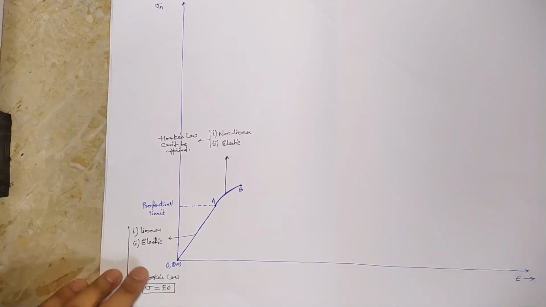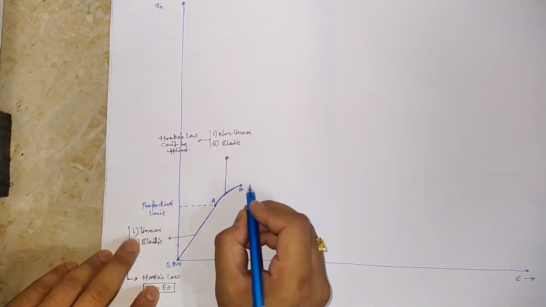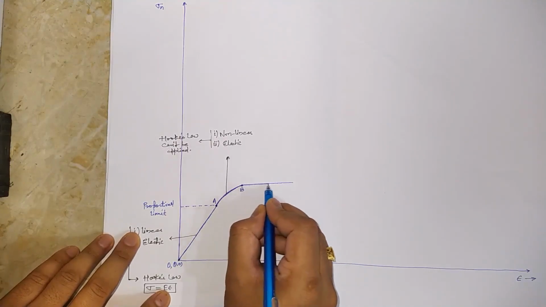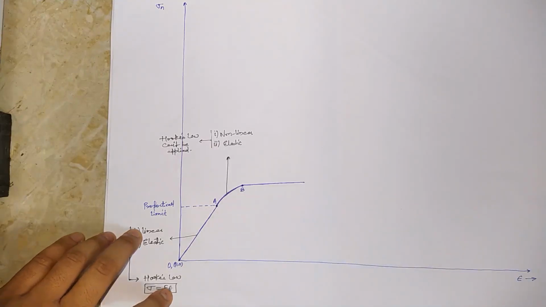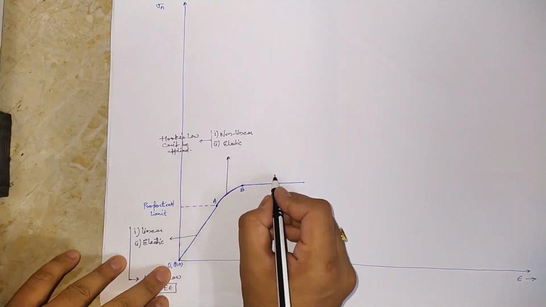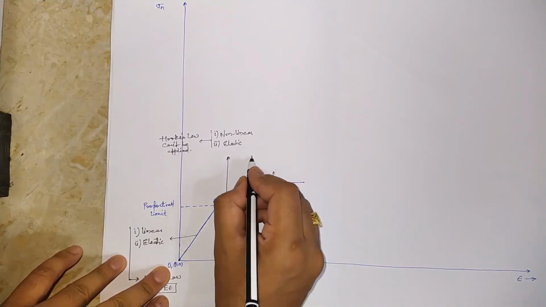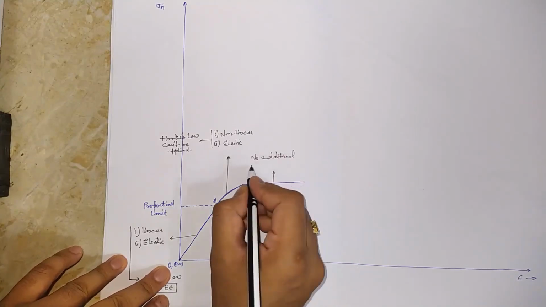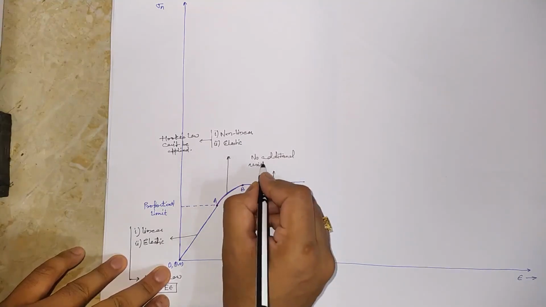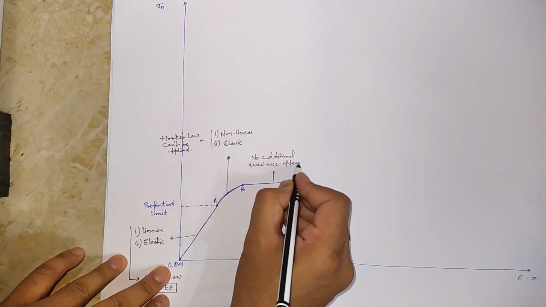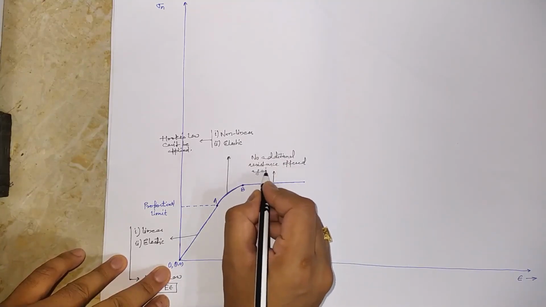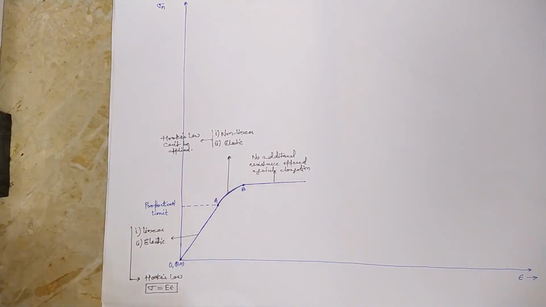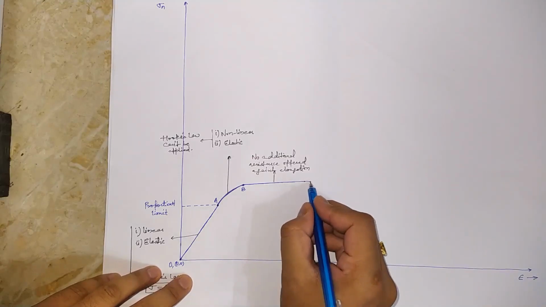Now let us further elongate the material. As we elongate the material further, we find that no additional resistance is offered by the material against elongation. And this behavior of the material continues up to point C.